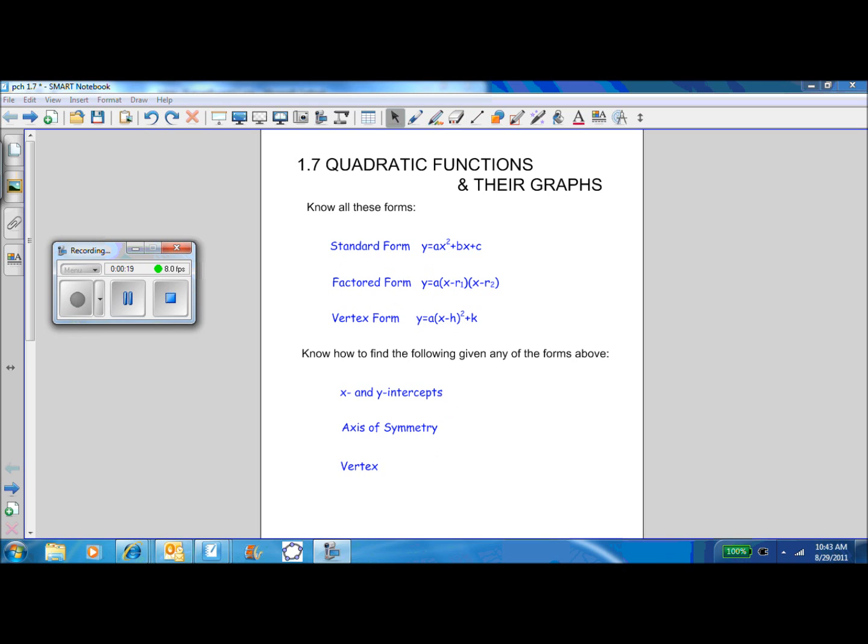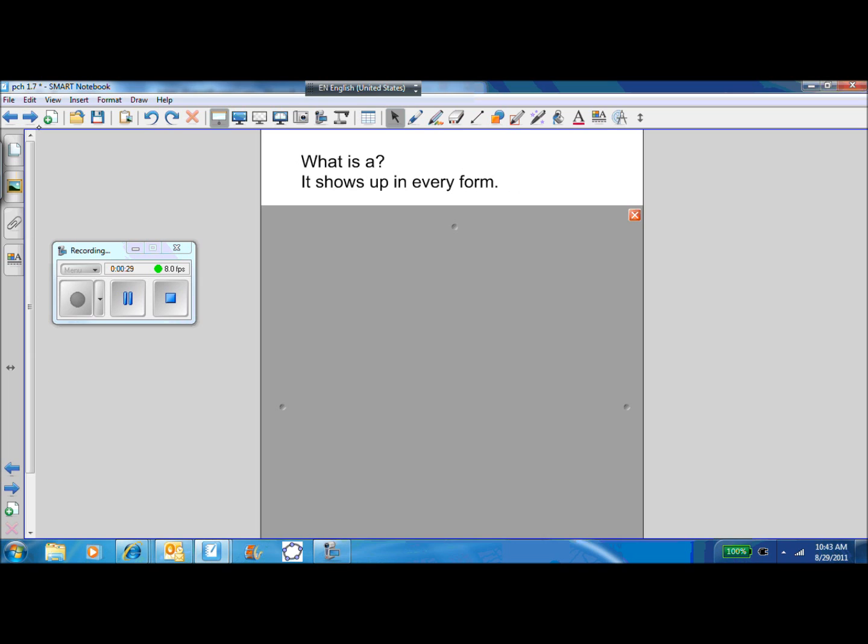And for each of the forms, we're going to look at the x and y intercepts, the axis of symmetry, and the vertex. Now, if you notice in each one of these forms, we've got this a sitting out in front here. What is that all about? It shows up in every form.